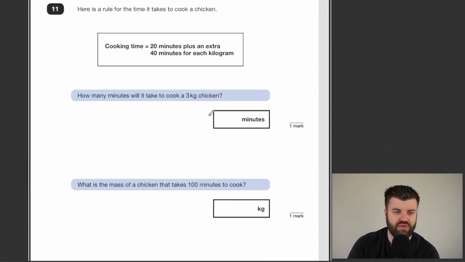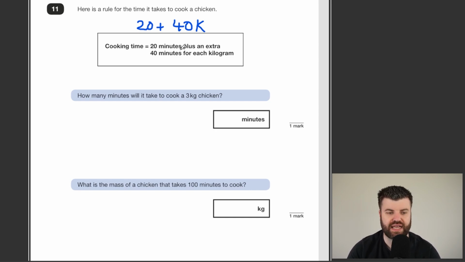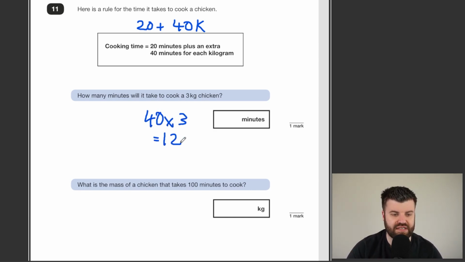Question 11. Here's a rule for the time it takes to cook a chicken. Cooking time, 20 minutes. So this is almost like algebra here. Plus 40 minutes for each kilogram. So let's say K. So 20 minutes plus 40 times K. How many minutes will it take to cook a 3-kilogram chicken? Well, let's do the 40 times 3 first, because that's 40 minutes per kilogram. So that gives us 120 minutes. But we also cannot forget the 20 minutes at the start. So add that on too, and we get 140 minutes for a 3-kilogram chicken.